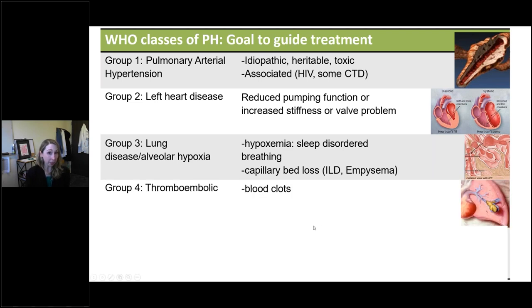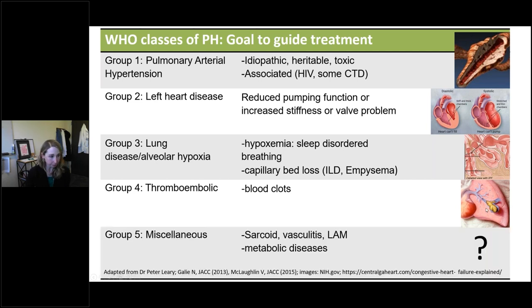And then thromboembolic, WHO group four, just blood clots blocking the vessels. And then group five includes disorders such as sarcoidosis, lymphangioleiomyomatosis, or LAM, which is a cystic lung disease. And in these disorders, we don't know what causes pulmonary hypertension.